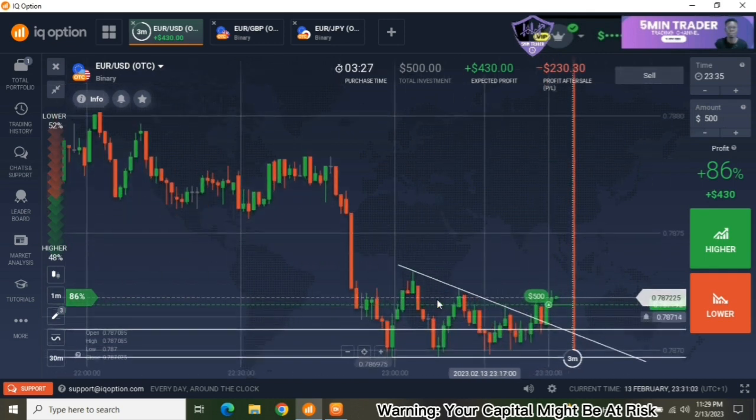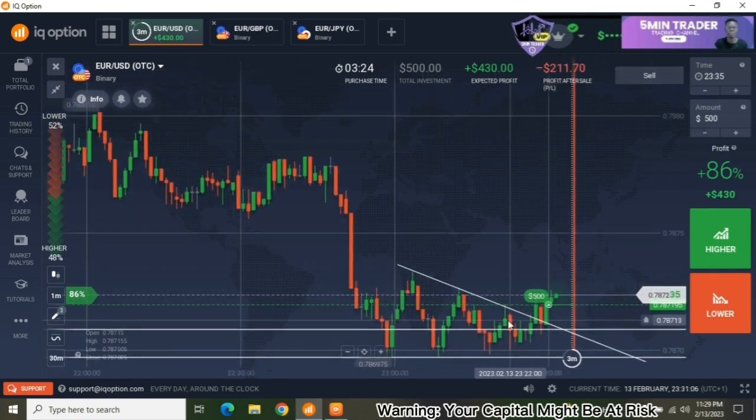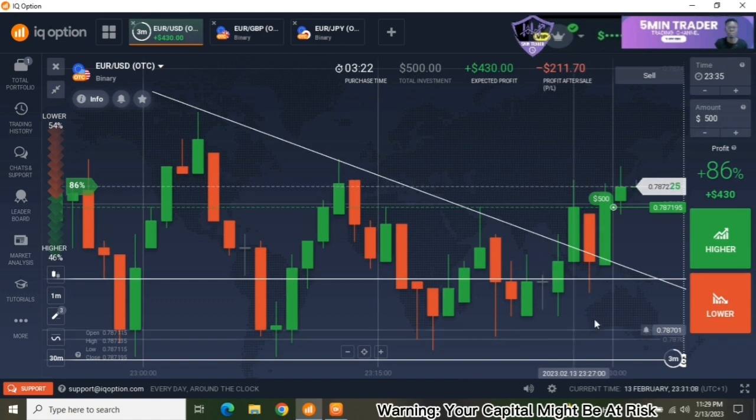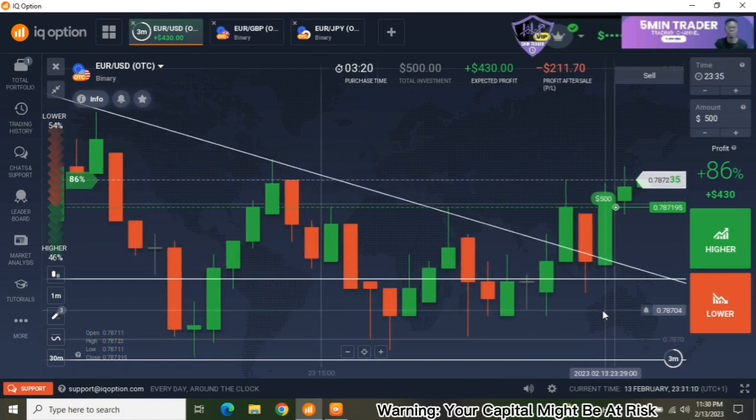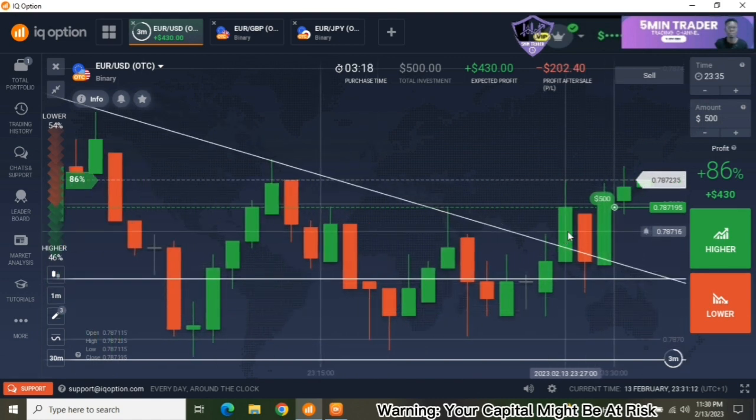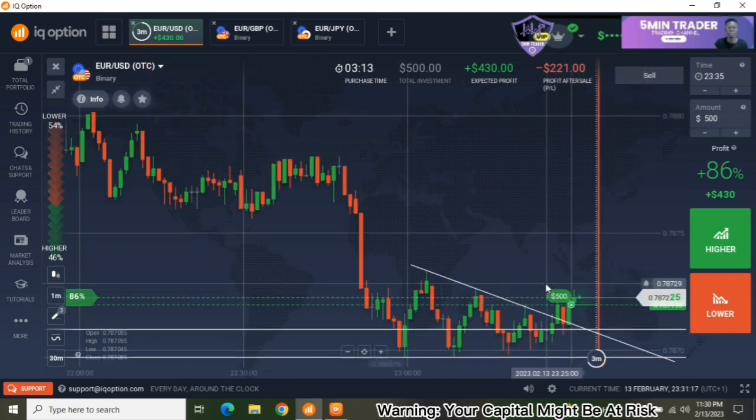So the next thing I did was draw this trend resistance level. And the whole concept about this trade setup is that when this trend resistance level is broken, it is a sign that the buyers are already in charge of the market.